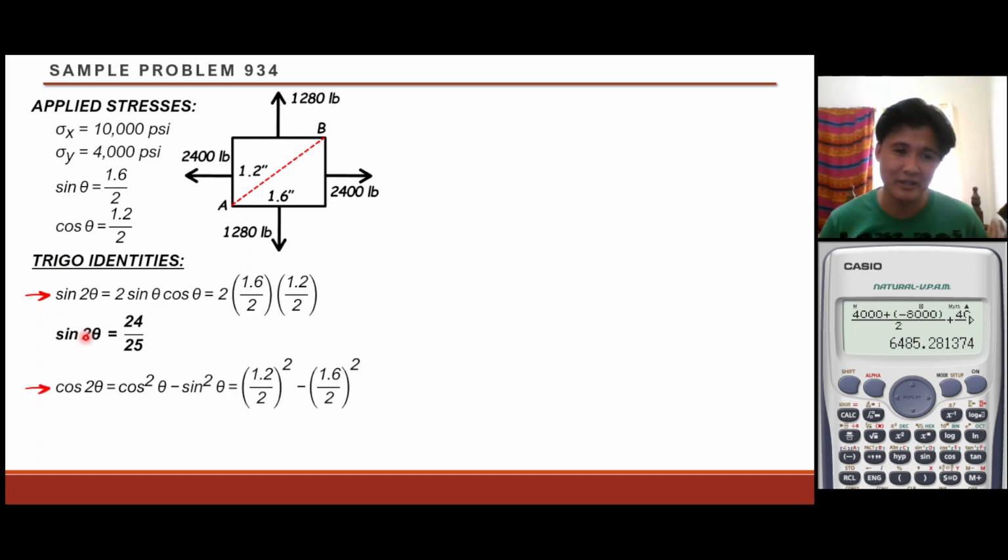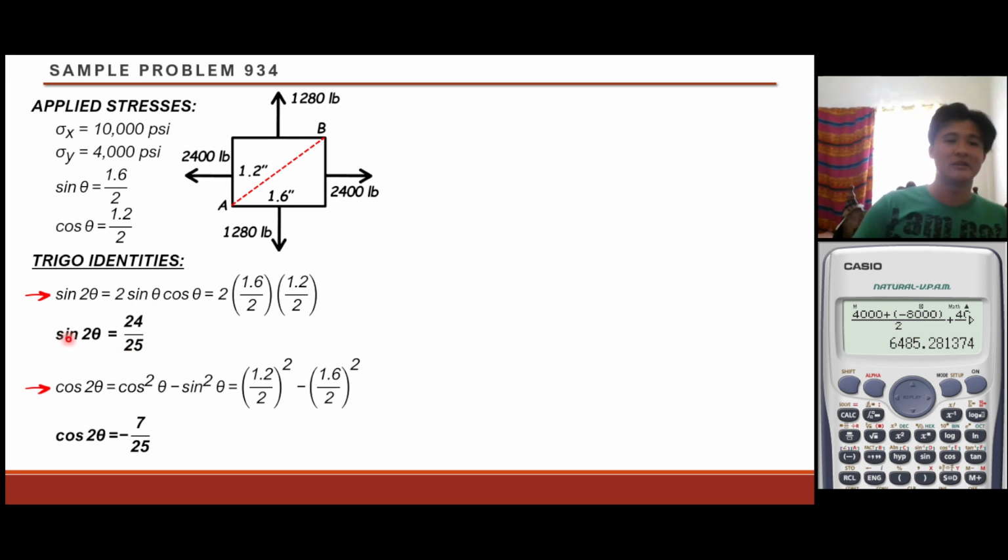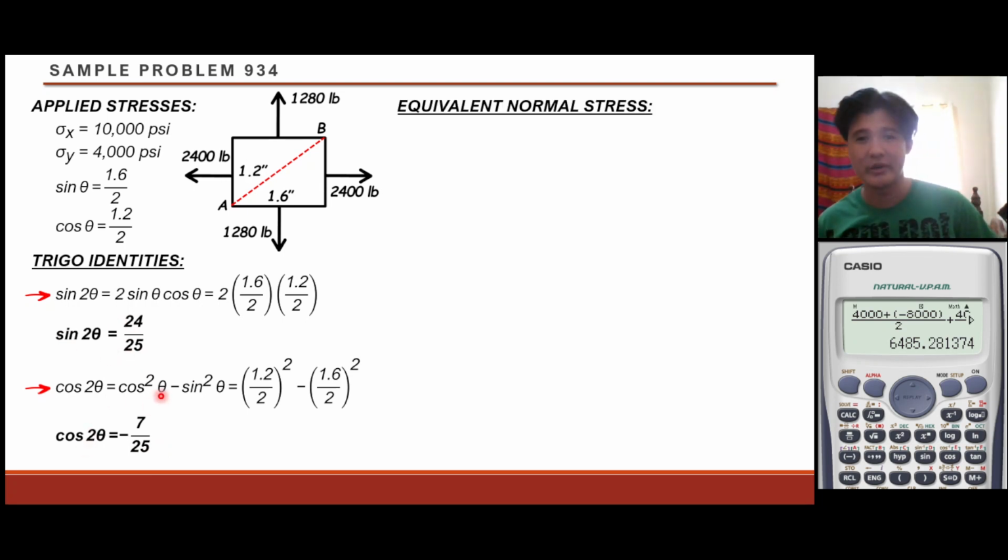And after that, getting a value for cosine 2 theta, that is just equal to cosine squared theta minus sine squared theta. Okay? Yung value ni cosine theta, that is 1.2 over 2. So 1.2 over 2 squared minus yung value ni sine theta na 1.6 over 2 squared. Simplifying, we get yung value ng cosine 2 theta na negative 7 over 25. So, ito na yung mga values ng sine 2 theta, cosine 2 theta. We can now substitute sa ating equation.